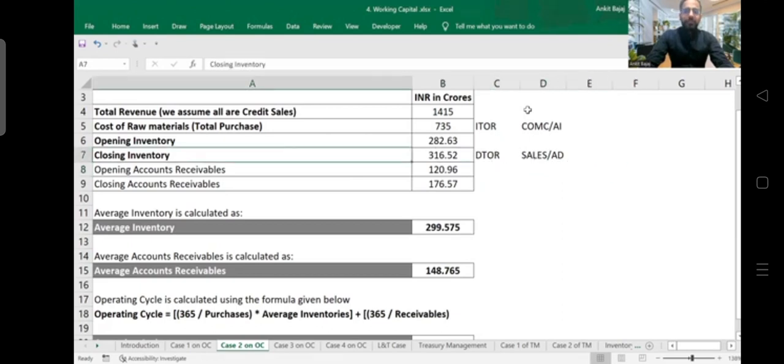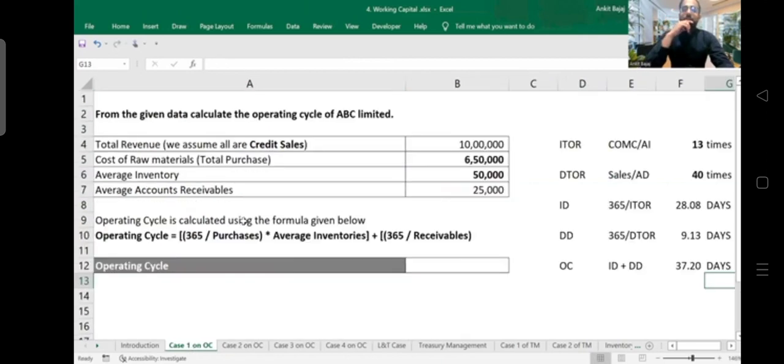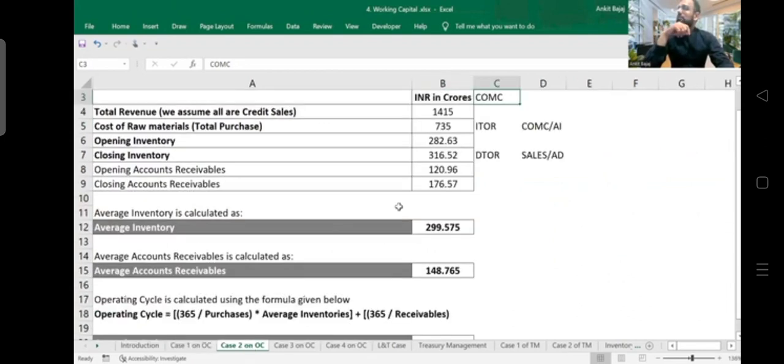Now here, if you see in the question, cost of raw material is given, and opening and closing inventory is given. Now how will you calculate the COMC? In the previous question, opening and closing inventory was not given, only average inventory was given. That is the reason we assumed cost of raw material as cost of material consumed. In this case, we have to calculate cost of material consumed.